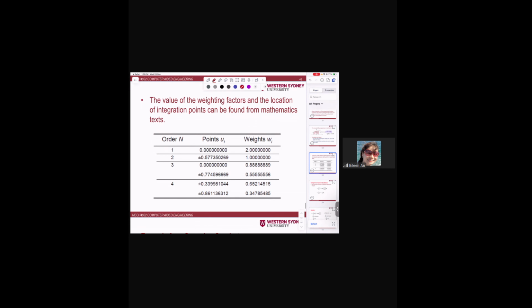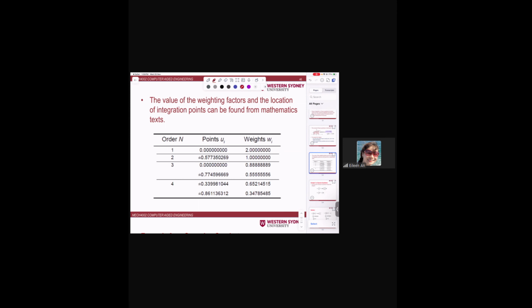So if we have enough rectangles, we could get the answer very close to its exact solution, right? But how many rectangles do we need? And which point should we select? Okay, Mr. Gauss already helped us to figure it out. According to the function, the real function, we need to decide how many points to be used.